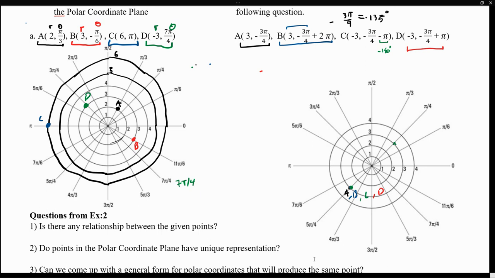Now let's try to answer some of these questions, which all refer to example 2 here. Is there any relationship between the given points, which are A, B, C, D? Well, notice that there's a big relationship between all those points, and that is that all those points have the same location.